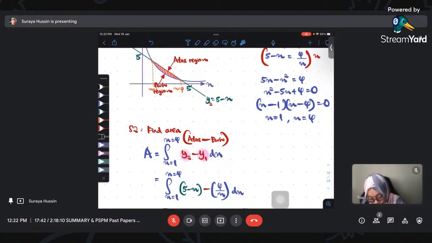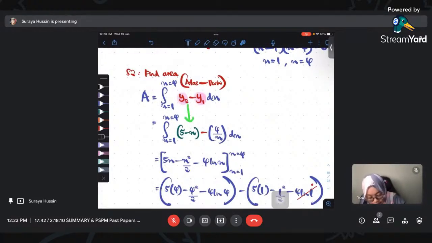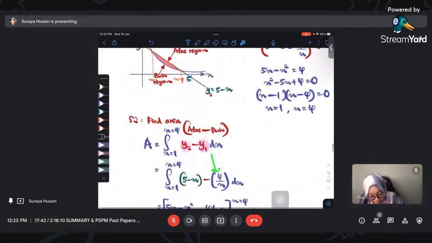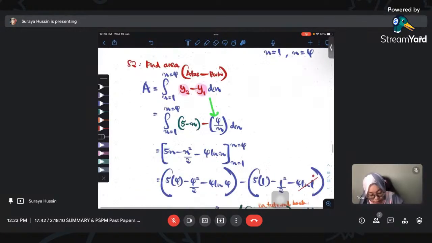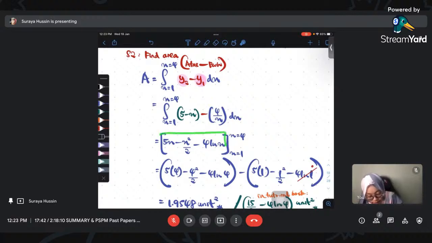Tapi setakat ni saya harap kamu ikut sahaja di mana formula mengatakan region atas, the curve atas, region atas region tolak bawah region. That is always the same untuk semua soalan area of a region in which two case. So now you faham sudah, linear mesti tolak reciprocal. Barulah lepas tu kamu tinggal integrate sahaja.